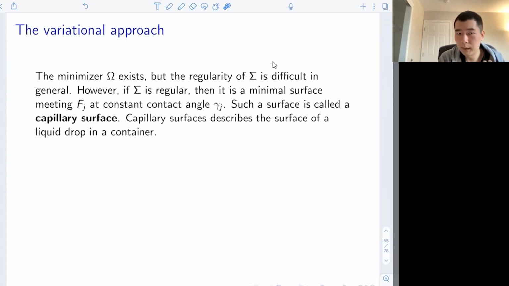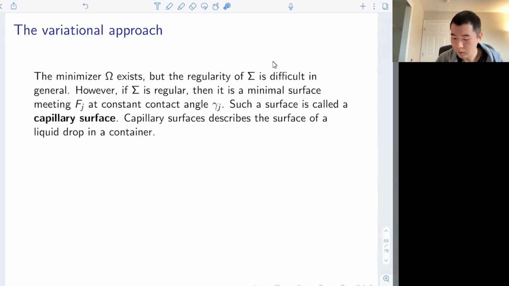Namely, it's a minimal surface that meets all the side faces at constant contact angle gamma j, precisely like the separating surface by a parallel plane in the Euclidean simplex. Such a surface is called a capillary surface. I think these kinds of surfaces have a long history because they describe the surfaces in general of a liquid drop in the container. So people have studied them for over 200 years.